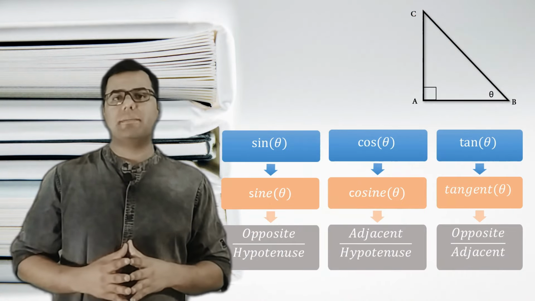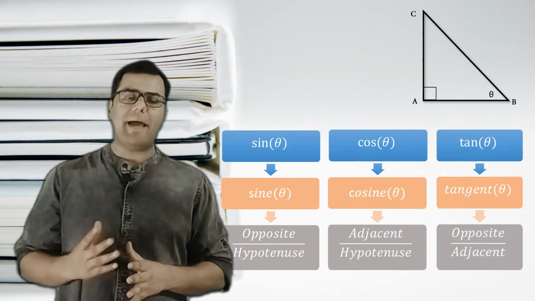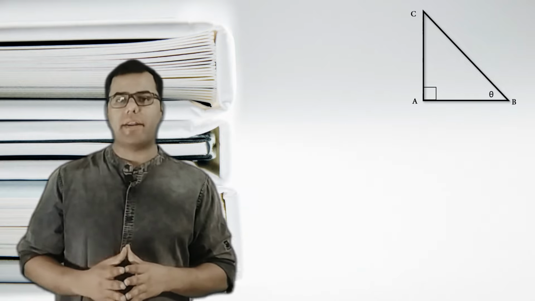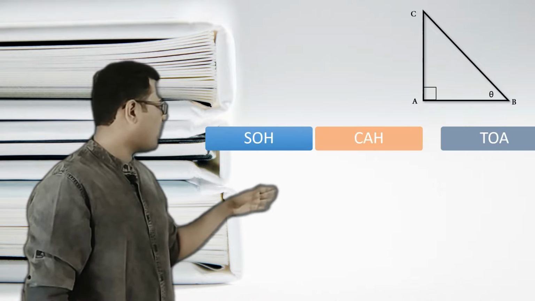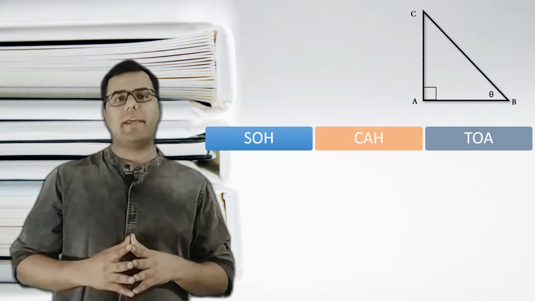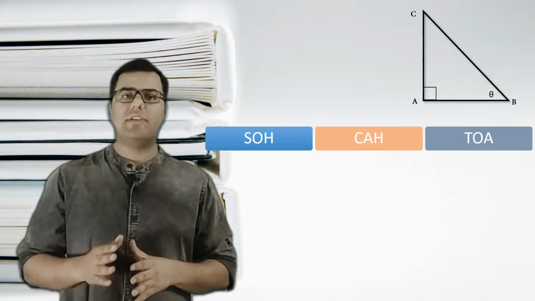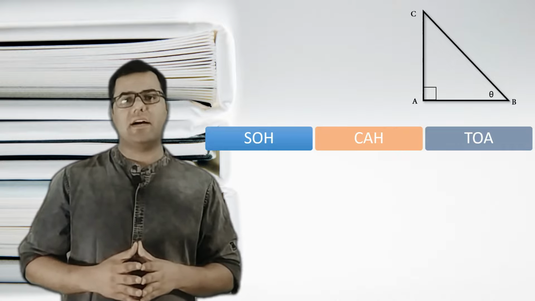Many times students become confused in learning these ratios, so it's better that you remember this mnemonic. This mnemonic is SOHCAHTOA, or SOH-CAH-TOA. If you can remember this mnemonic, you will never get confused between sin theta, cos theta and tan theta.